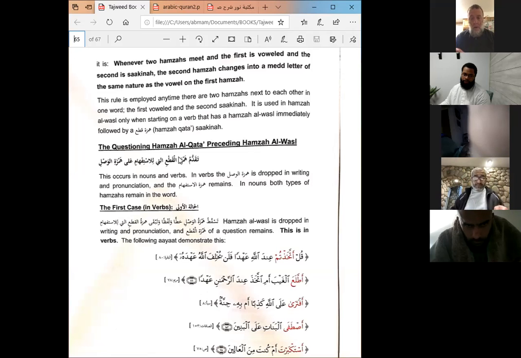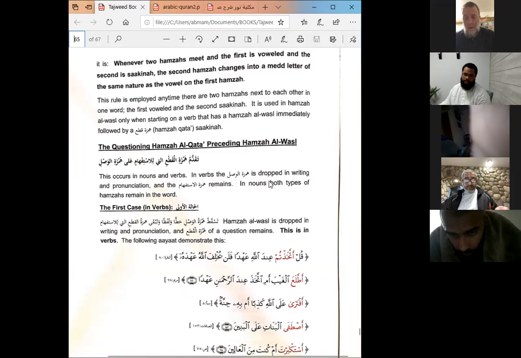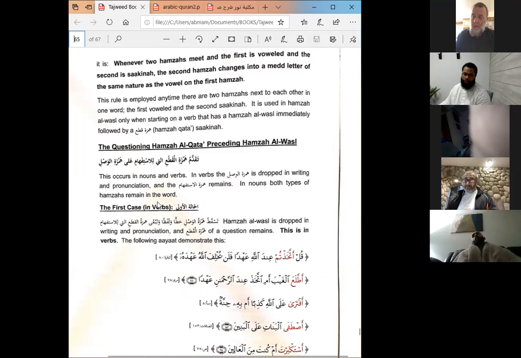Second scenario is if Hamzatul Qata is the inquisitive Hamza and it's followed by Hamzatul Wasl. This occurs in nouns and verbs. In verbs, Hamzatul Wasl is dropped immediately, dropped totally. Dropped in writing and in pronunciation, as if it wasn't even there. And the Hamzatul Istifham remains. In nouns, both types of Hamzas remain in the word. So in verbs, Hamzatul Wasl is taken away. In nouns, they both stay.